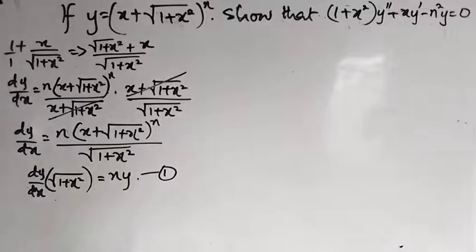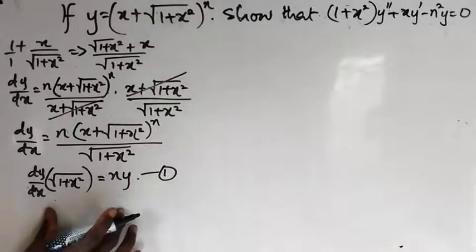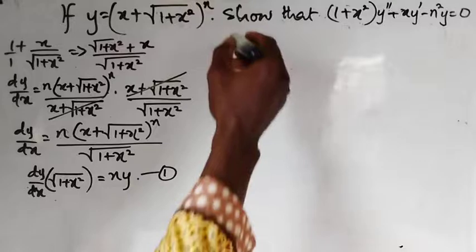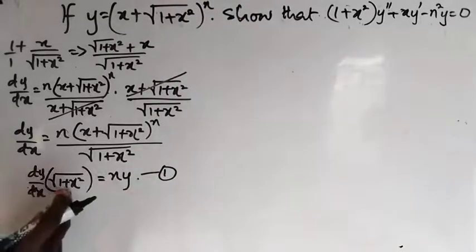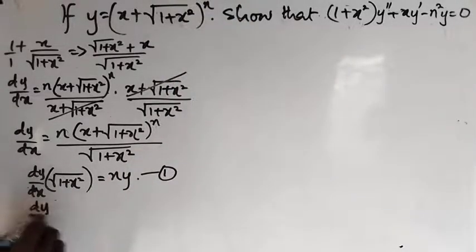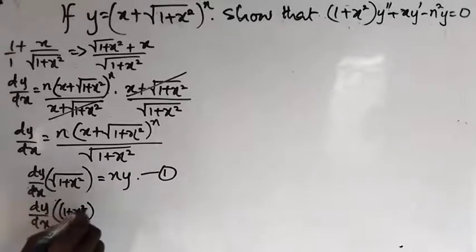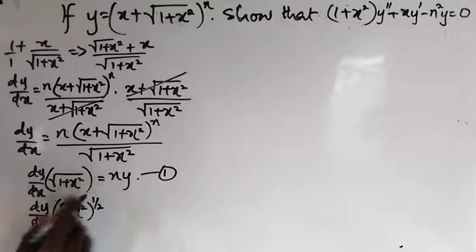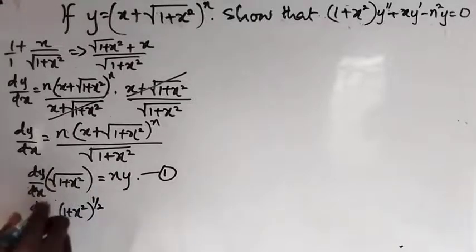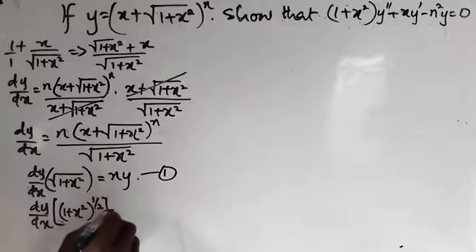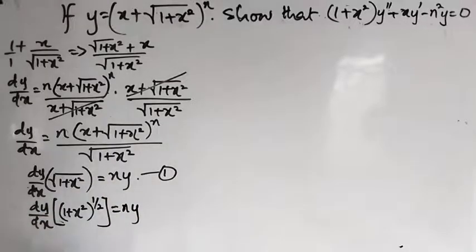What we'll do here now is differentiate this again. So here we have dy/dx times √(1 + x²), which is the same thing as saying (1 + x²) to the power of 1/2, equals n times y. Let me use a square bracket here. Okay, differentiating this now.